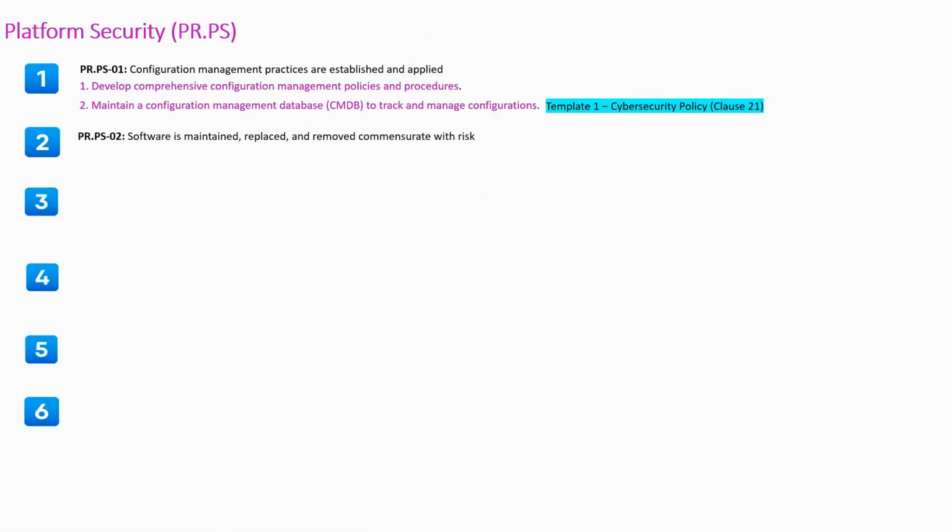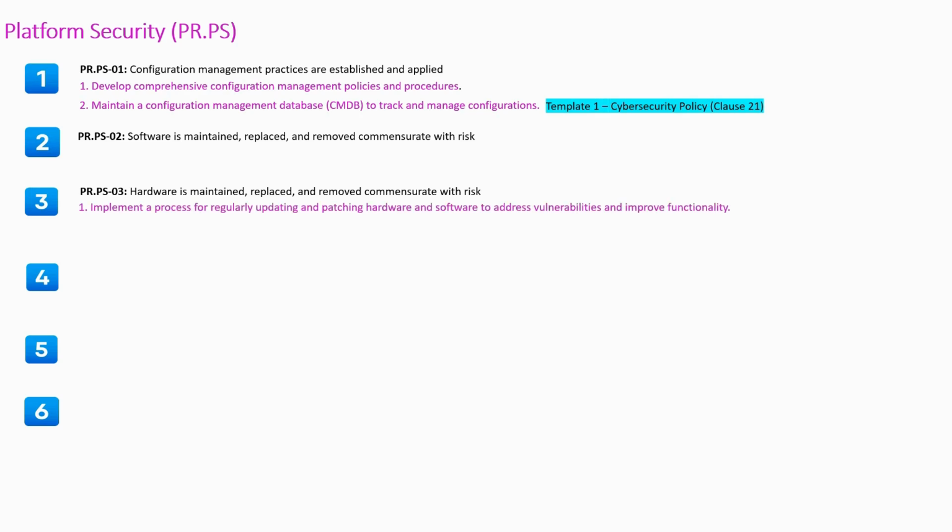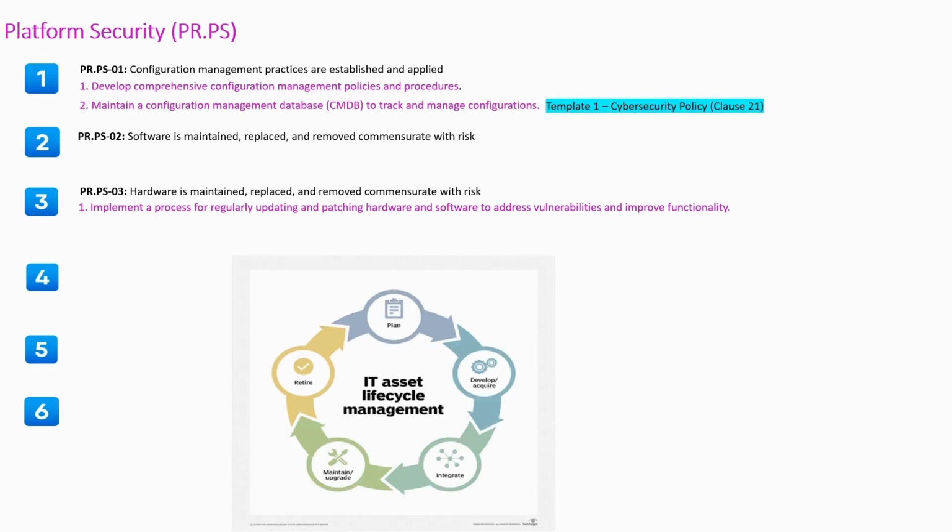Second category is about software being maintained, replaced and removed in line with risk assessment. Similarly, third category is about hardware. So, to implement the second and third category, what you need to do is to implement a process for regularly updating and patching the hardware and software, and to keep detailed records of all the maintenance activities.